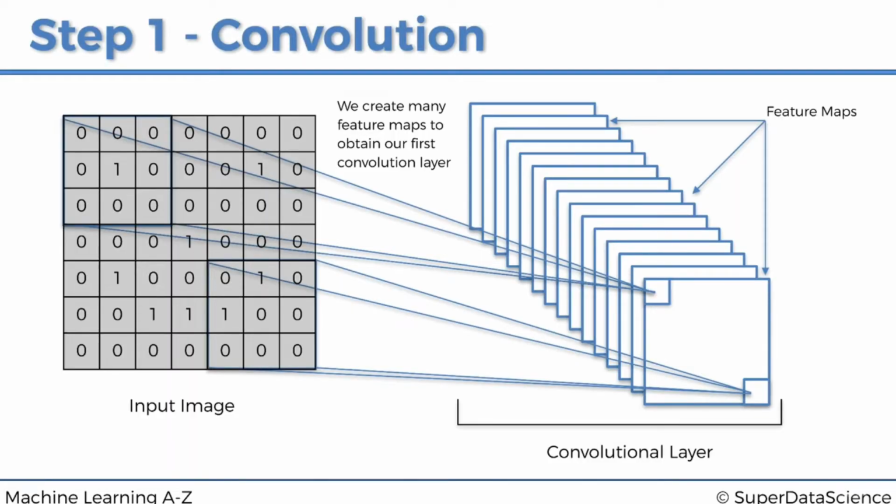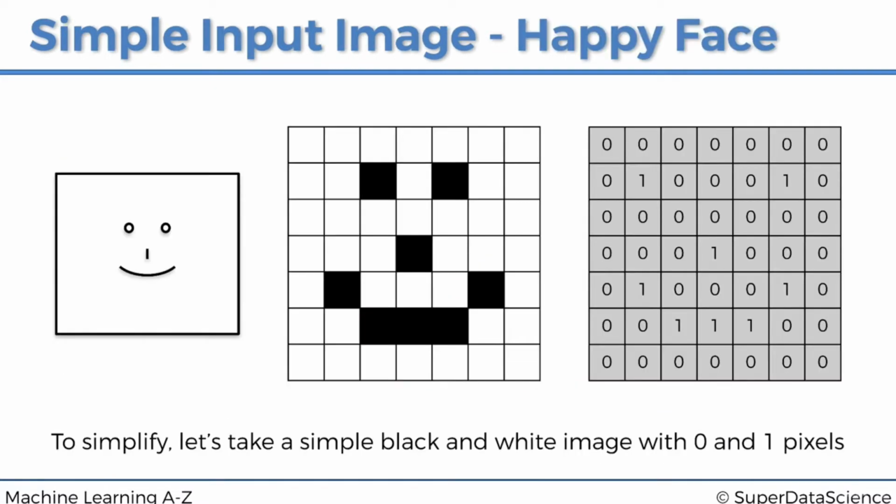So we have an input image. In our case, the input image will be the image of a cat or a dog. But here in the example on this slide, this is the input image of a smiling face. We converted the smiling face image into a table of pixel values, and this is what we got, with all the 1 and 0 pixels.